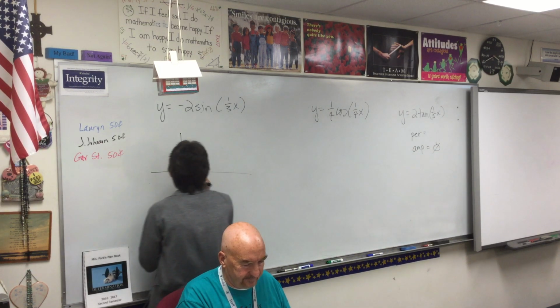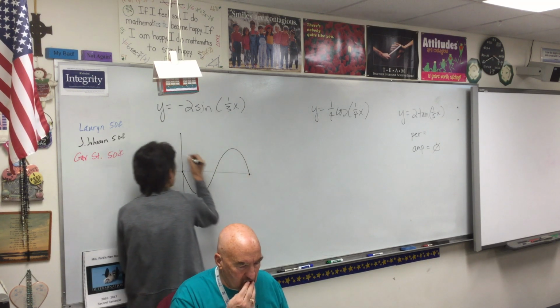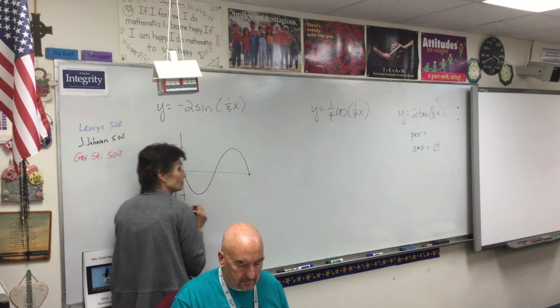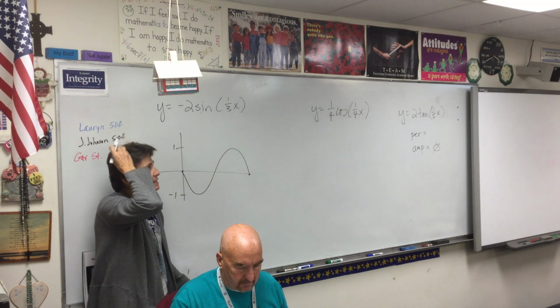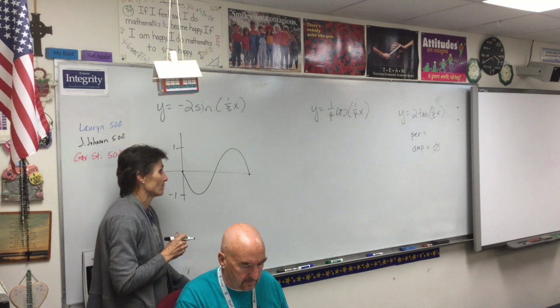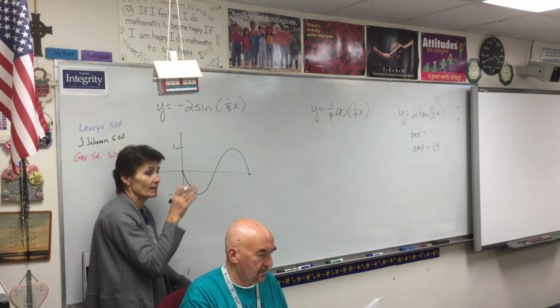All right, so here's my sine curve. I'm going to go down and then up. I have to pay attention to that negative because that's going to affect the shape. This one's going to be upside down. It's a sine, so it has a valley and then a hill.